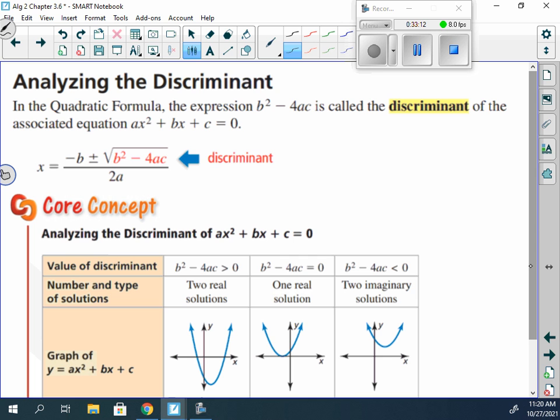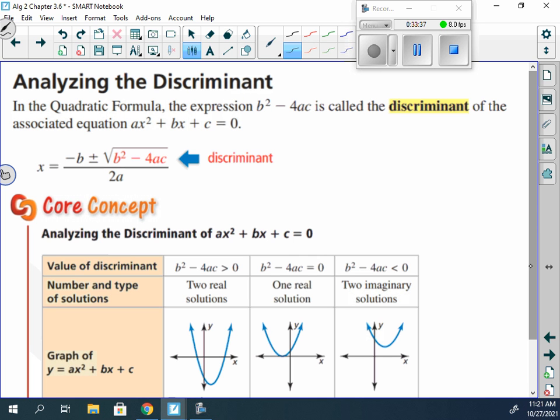The last thing we're going to talk about is the discriminant. The discriminant is the part inside the radical, our b squared minus 4ac. Now b squared minus 4ac can have 3 different types of values. It can be less than 0, greater than 0, or equal to 0.